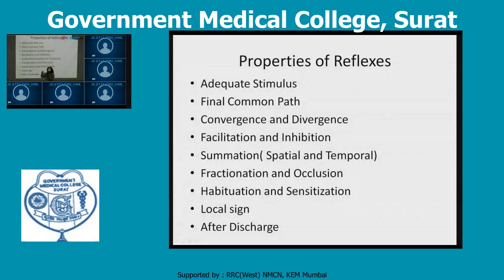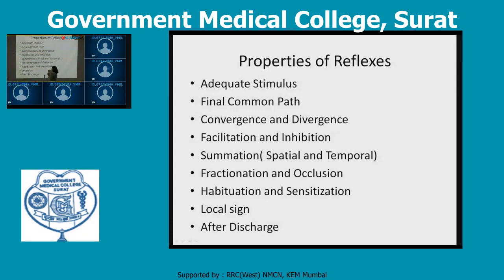Another property is summation. The summation can be spatial or temporal. Spatial means multiple afferent neurons are stimulated at one place, and that is spatial summation. And temporal is when multiple stimuli are applied to a single afferent neuron, that is, a single afferent neuron is stimulated multiple times. Both types of summation occur in reflex activity. Now, fractionation and occlusion. Fractionation and occlusion can also be demonstrated with the reflex activity.